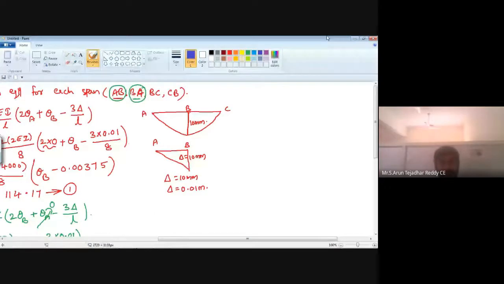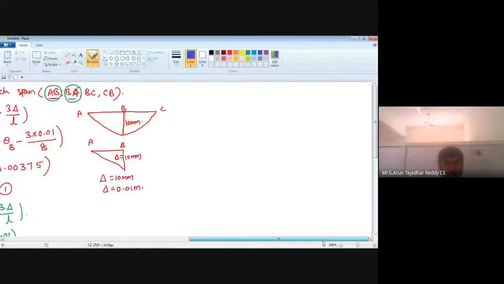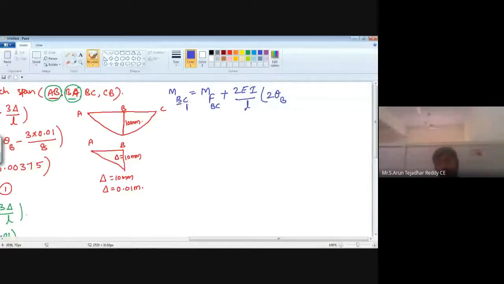Next is BC. So MBC is equal to, what is the equation? Fixed end moment, span is BC. So MFBC plus 2EI by L into, first term is B, so twice theta B, second term is C, so plus theta C minus 3 delta by L.